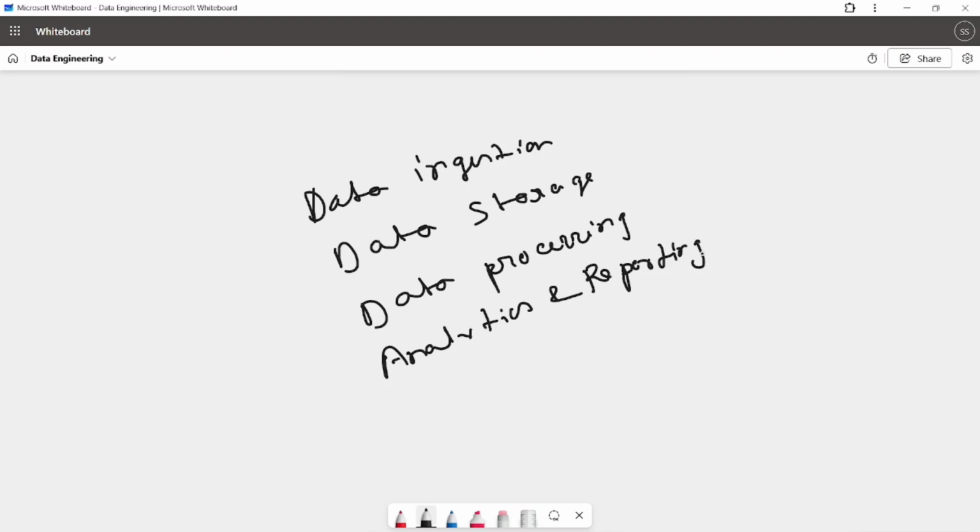We also reviewed an end-to-end pipeline consisting of source system, Azure Data Factory, Azure Data Lake Storage Gen2, Azure Databricks, Azure Synapse Analytics, and Power BI. This architecture serves as the foundation of a modern data platform. So we are moving to this slide.